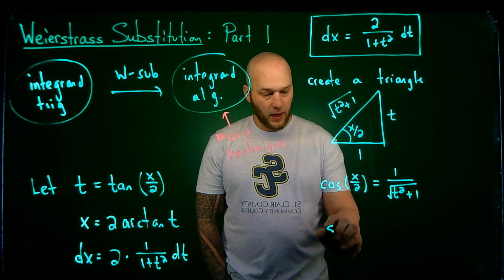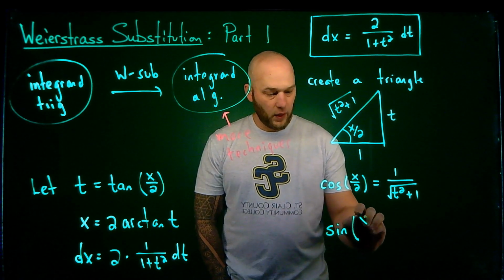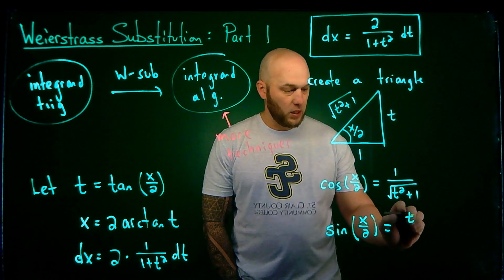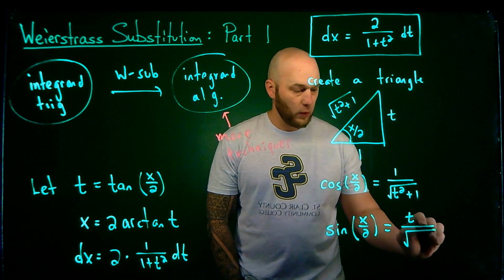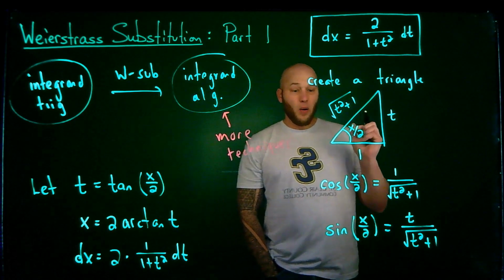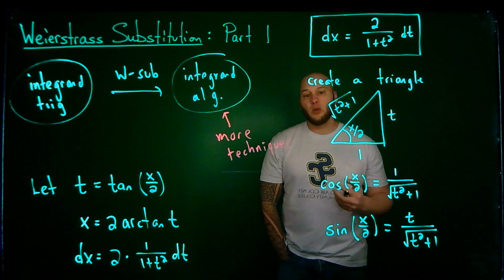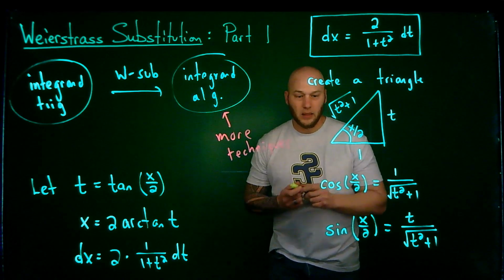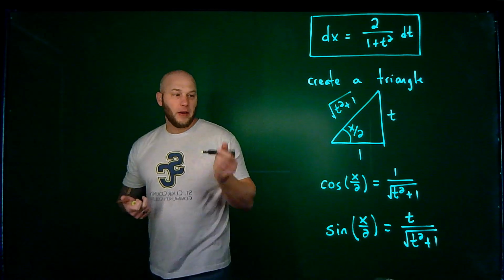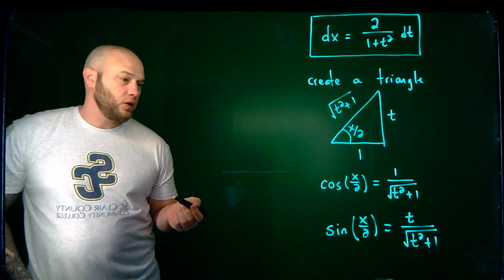And the sine of x over 2, which would be opposite over hypotenuse, would be t over the square root of t squared plus 1. Okay? Now, these building blocks are then going to allow me to find the sine and the cosine of x. To find the sine and the cosine of x, we're going to use some trig identities.